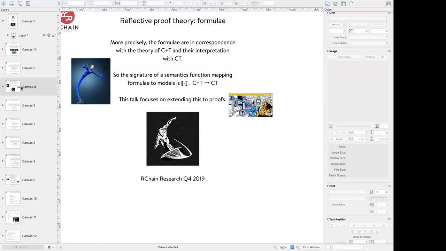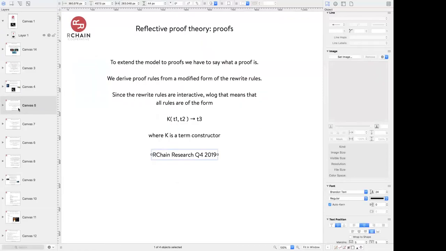That kind of semantics that enjoys this property is called realizability, because what we're saying is that every formula has a meaning as a collection of terms that give rise to or witness that formula. So that's the model theoretic side of this. And now I'm going to extend that to proofs. So the proof that we're going to talk about is derived by modifying the rewrite rules.